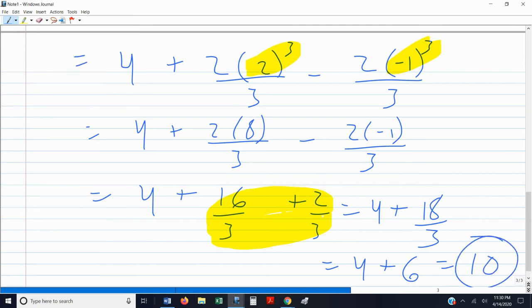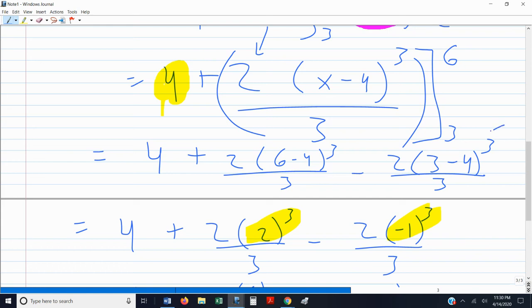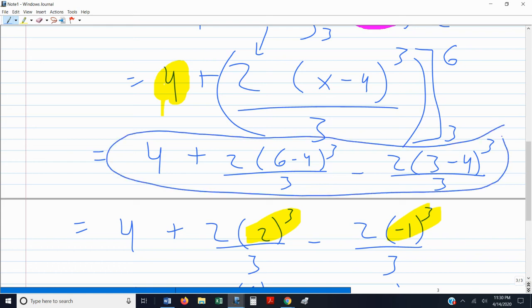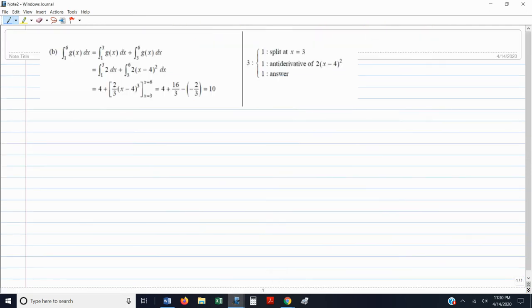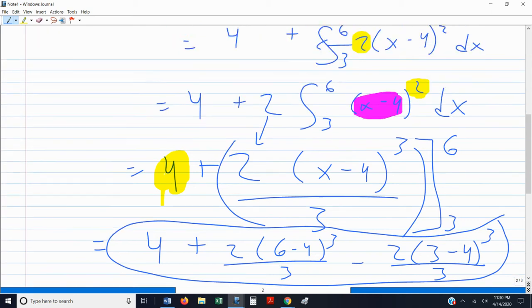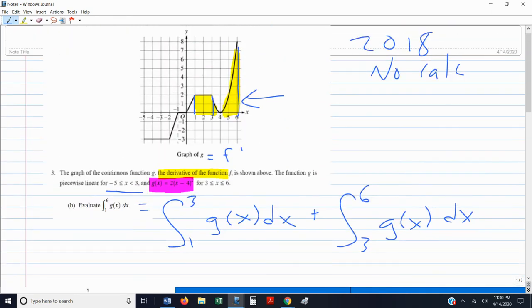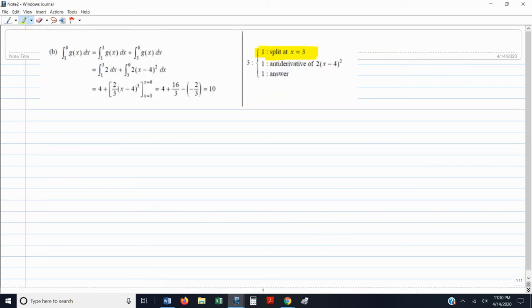That was a lot of work there at the end. So just as a reminder, you are allowed to leave in that form. Jumping over to the rubric, they are giving you a point if you knew to split the integral at 3. That was the idea that you could find the area of the square from 1 to 3, and then you would need to use a different approach from 3 to 6 because of the parabola. So that was a point.